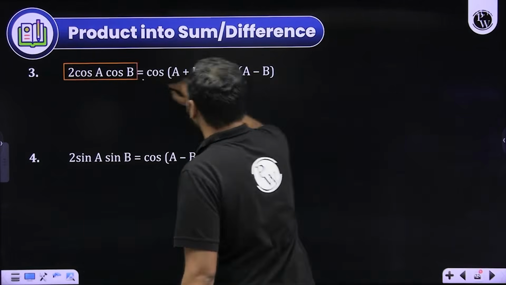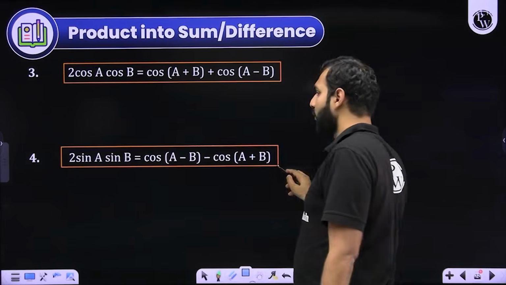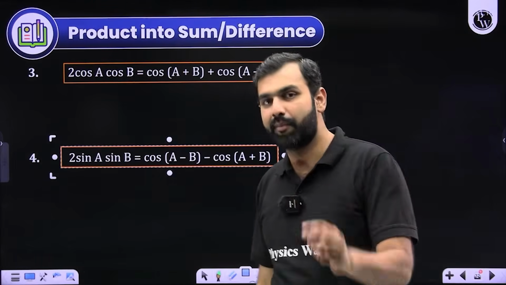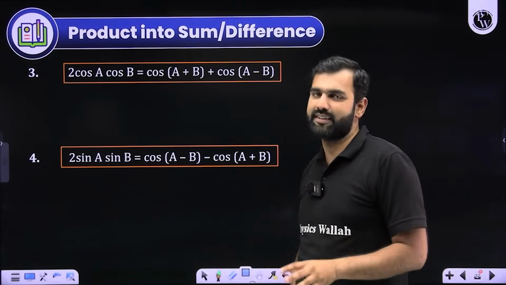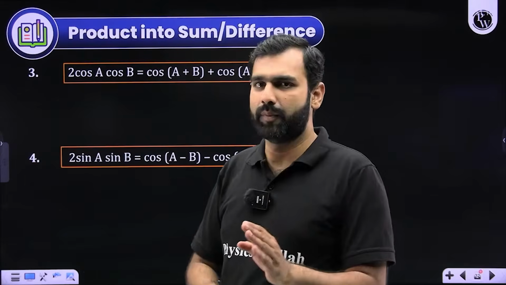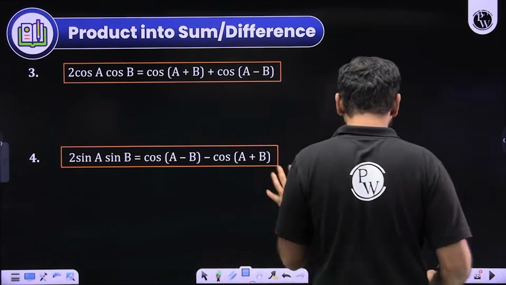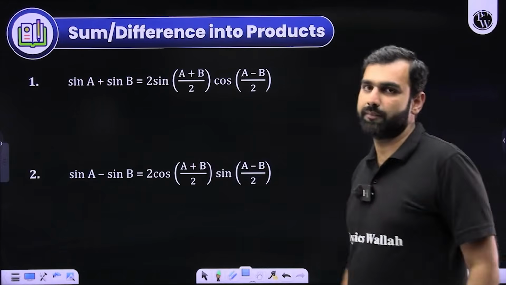So again, I'll ask you to memorize these results, and the derivation of all these results lies in the same 3 simple identities of the formula which we discussed in the beginning: sin(A+B), cos(A+B), and tan(A+B). Through those identities only you can derive these results, but you should have these results at your fingertips.